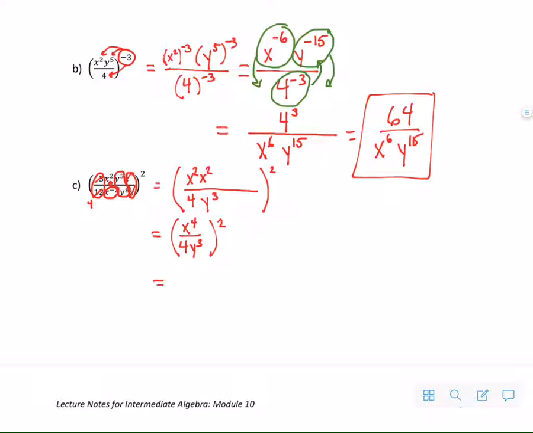Now you square everything. What's x to the 4th squared? X to the 8. 4 times 2 gives me 8. 4 squared is 16. Y to the 3rd squared is y to the 6th. There we go. Okay? All right. Questions about that one?